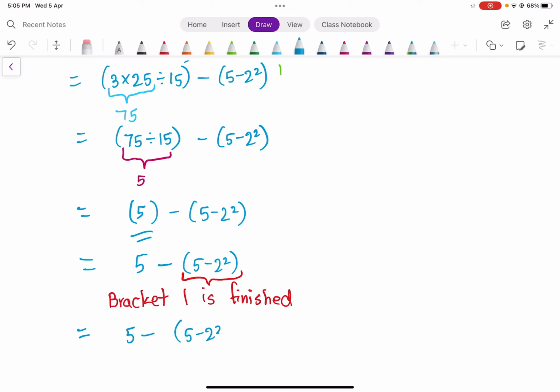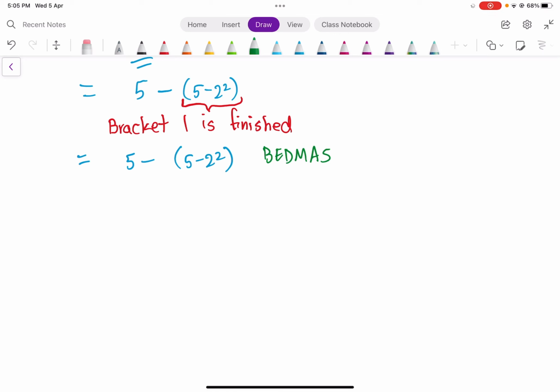So let's bring back our old friend, BEDMAS. So what comes first in BEDMAS? Well, brackets, but there are no brackets inside of our bracket, so we can go ahead and cross that out. Our next operation is exponents. And yes, there is an exponent, which is 2 squared. So let's solve 2 squared. 2 squared is 4. So we can rewrite our equation to follow that. 5 minus 4.